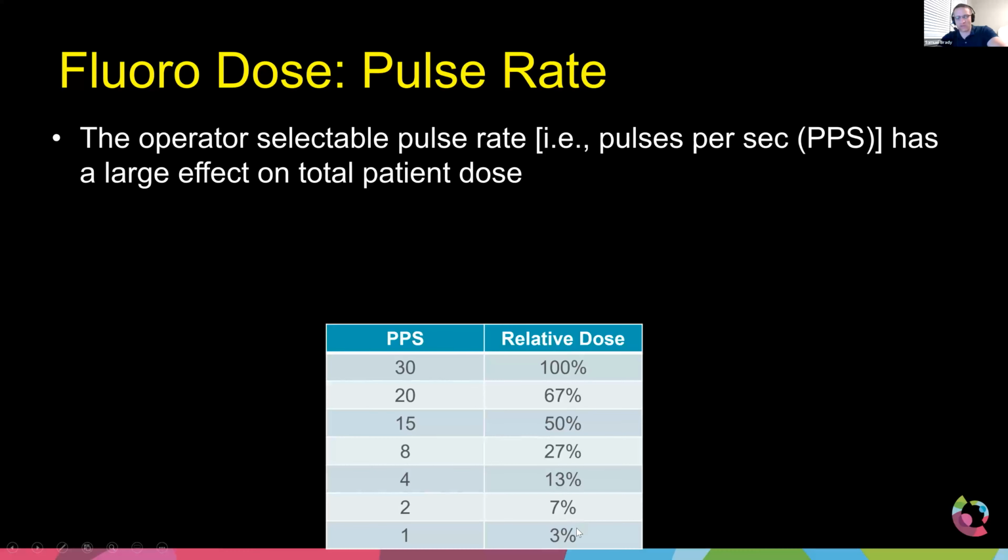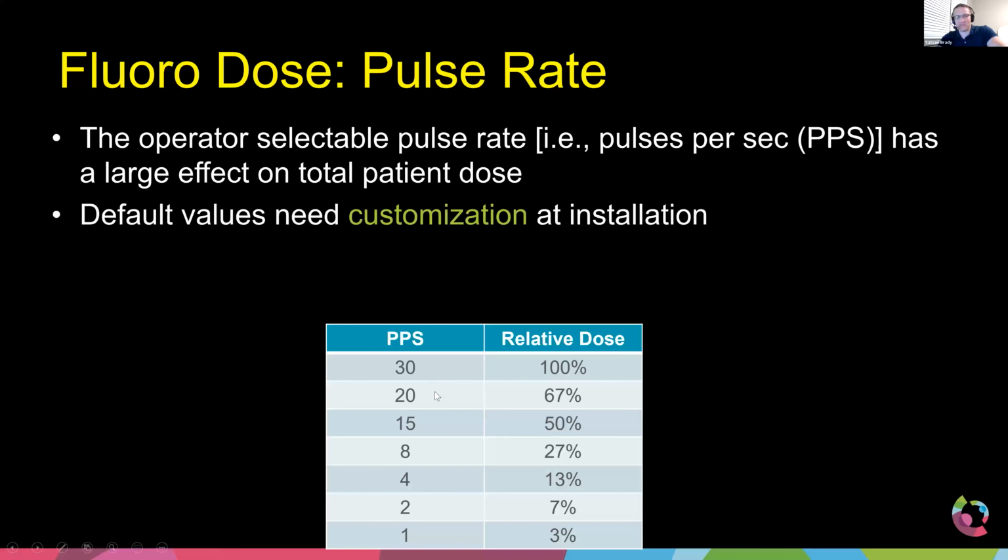If you're able to do a procedure using 1 pulse per second, you're using only 3% of the dose compared to if you had done the same procedure with 30 pulses per second. So obviously, reducing it as much as feasible allows your system to reduce the dose to the patients. It's just a quote unquote lower patient dose system.